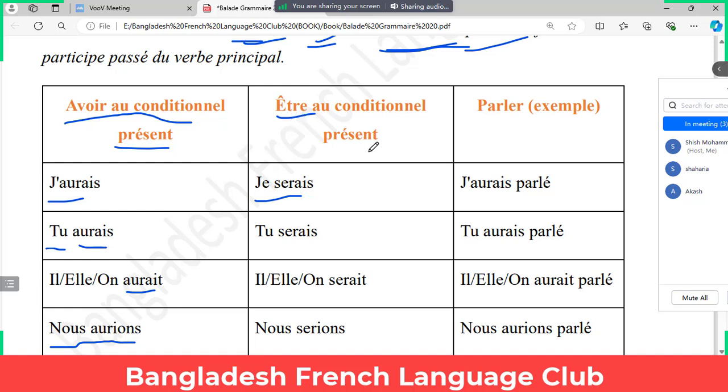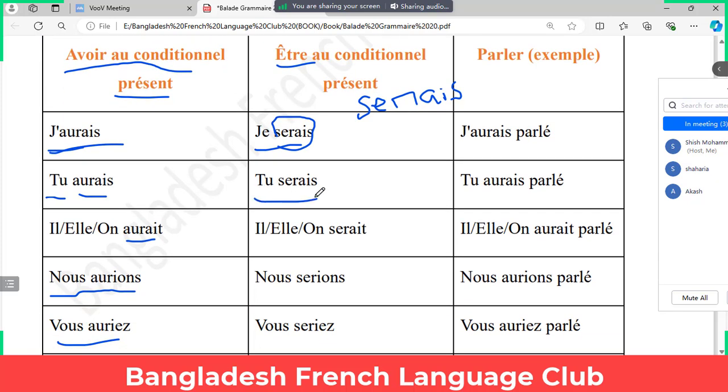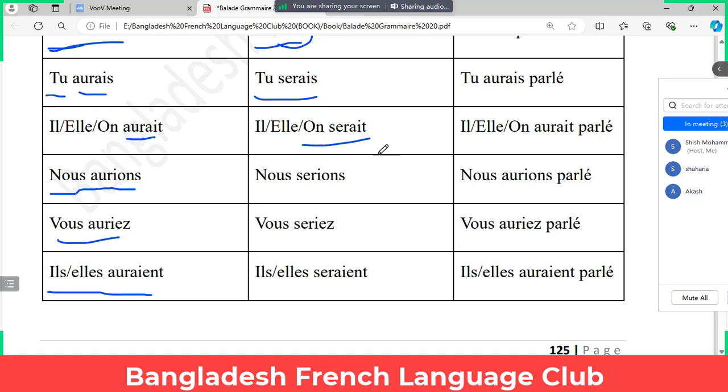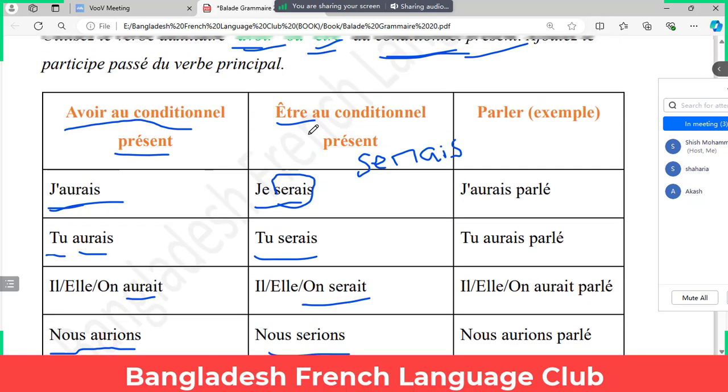The same thing for je serais, because the radical of the être verb is ser, only ser, so we are just adding ais here. Je serais also means I would have. This serais will be used for the pronominal verbs and movement verbs, and for the rest of the cases, this avoir verb. Tu serais, il serait, nous serions, vous seriez, ils seraient.